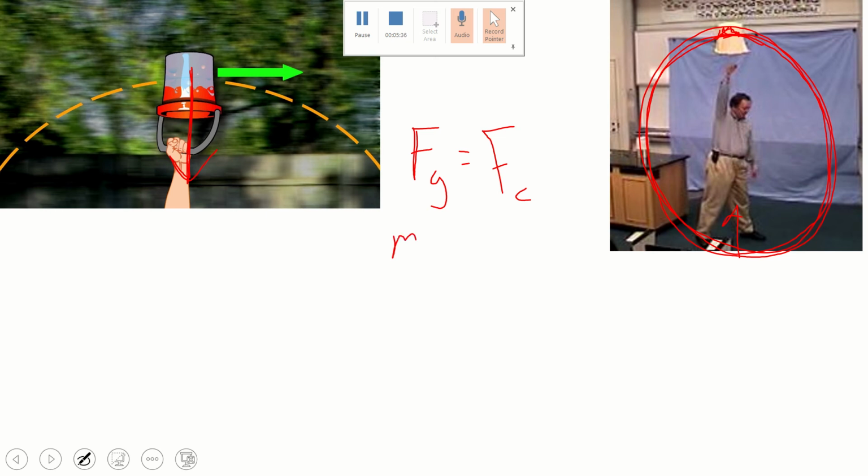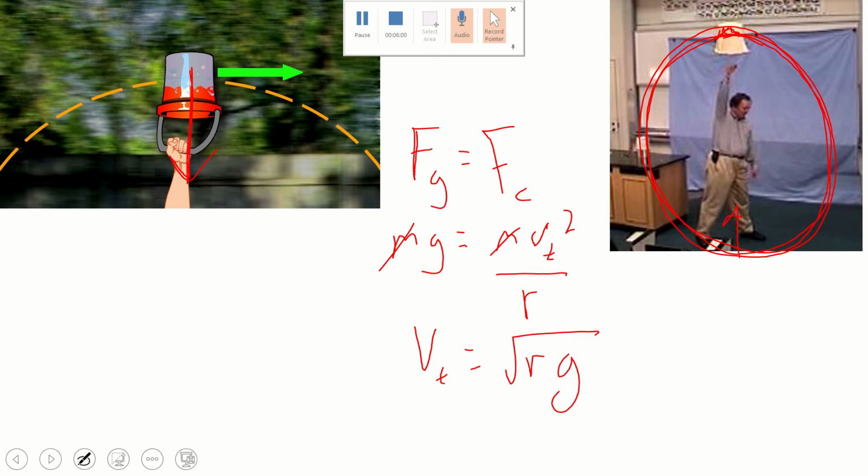Okay, if we know our equation for the force of gravity, that's mg is equal to mvt squared over r. That's our equation for centripetal force that I gave you. You have a mass on both sides of that, so those can cancel out. And solving that for vt, you very simply get the square root of r times g. And that's all that means, is that the minimum speed.